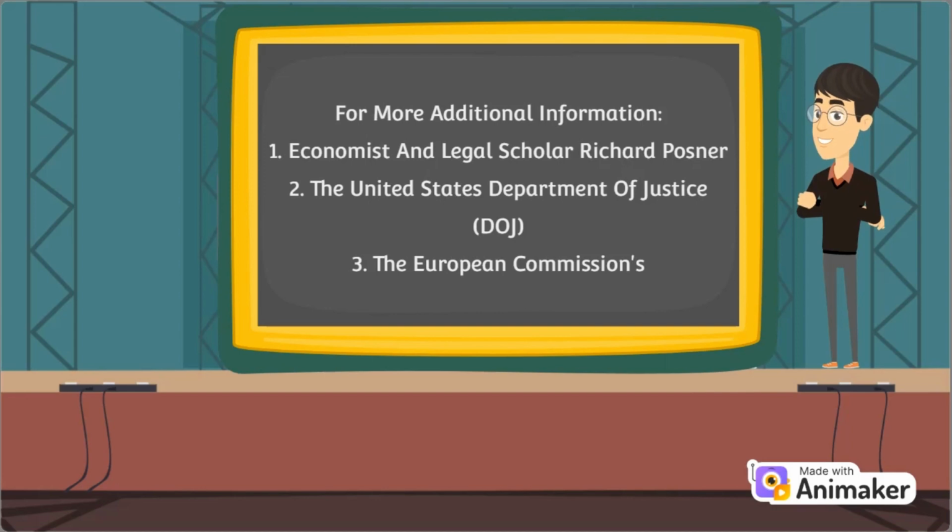For additional information, according to economist and legal scholar Richard Posner, he provides an economic perspective on predatory pricing, stating that it involves pricing below the seller's incremental costs in order to drive rivals out of the market and raise prices to consumers above competitive levels. Posner emphasizes the strategic intent of predatory pricing as a means to eliminate competition and subsequently exercise market power.